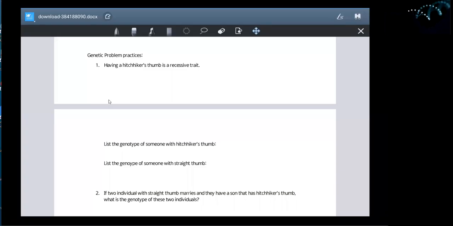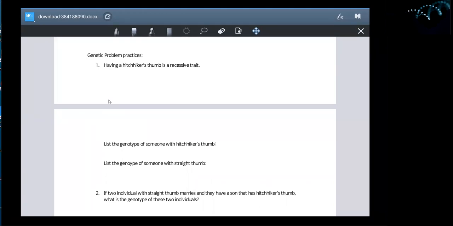Okay, so for this part of the video, we would like to go through the genetic problem practices on the worksheet. I highly recommend that after learning how to assign the symbol, you work through the rest of the questions on your own. Then check back to the video for problematic questions that you cannot answer for the correct answer.